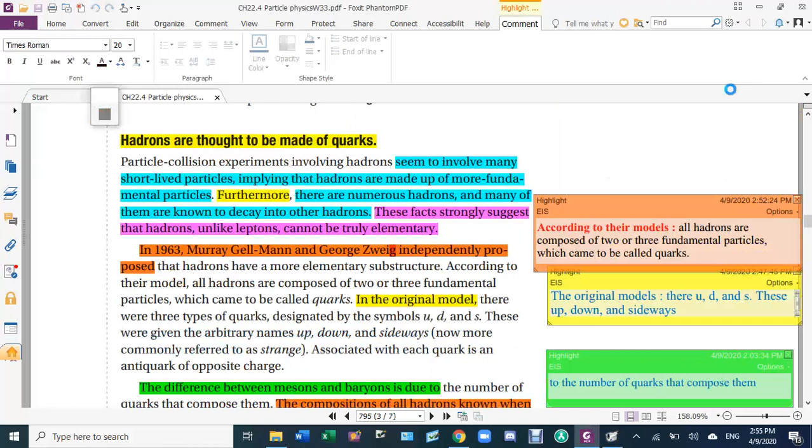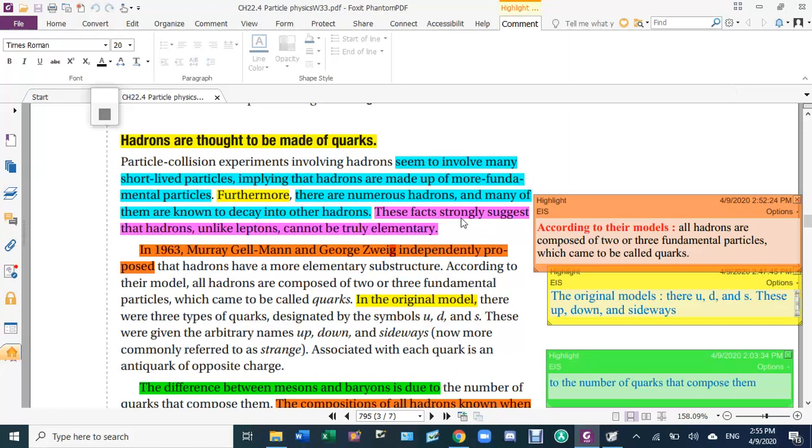Also, hadrons are thought to be made of quarks. Many facts strongly suggest that hadrons, unlike leptons, cannot be truly elementary, because particle collision experiments involving hadrons seem to involve many short-lived particles. This means that hadrons are made up of more fundamental particles. In addition, there are numerous hadrons, and many of them are known to decay into other hadrons.